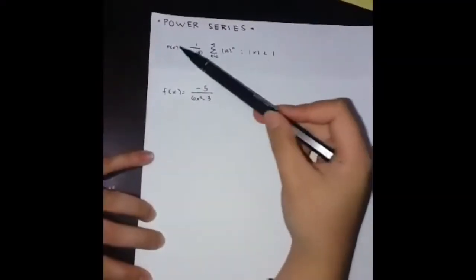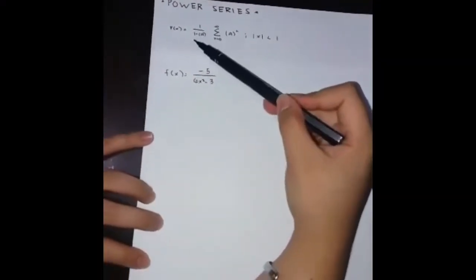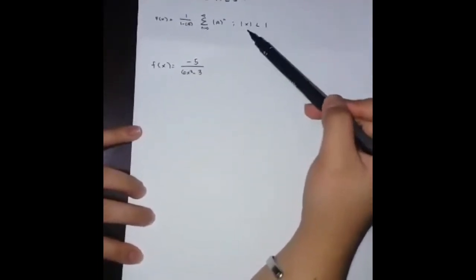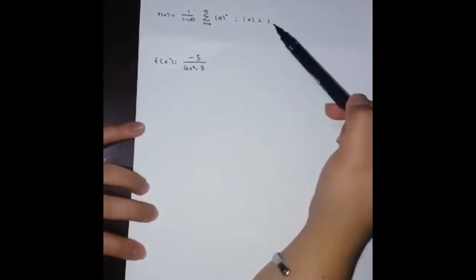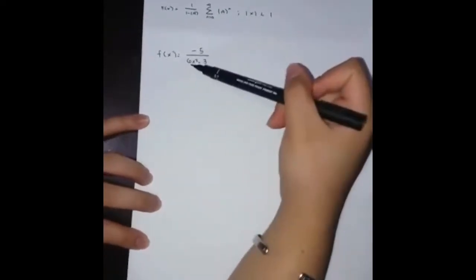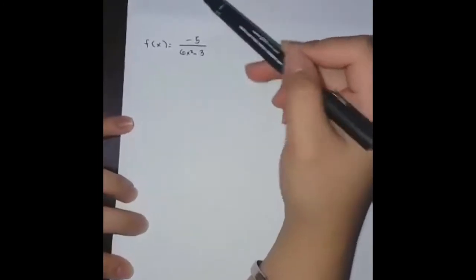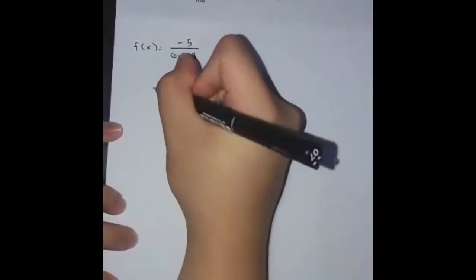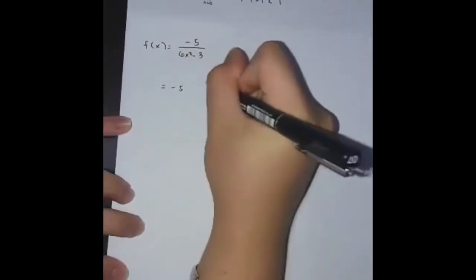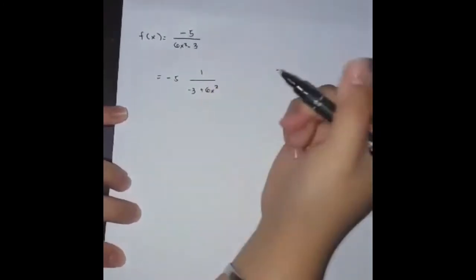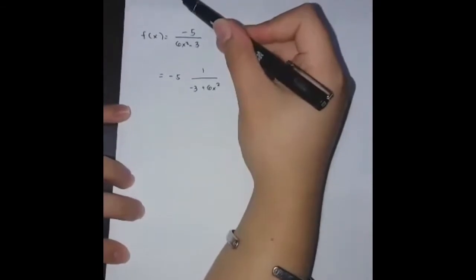Given the formula f of x is equal to 1 over 1 minus a, the summation of a raised to n, absolute value of x less than 1, we need to answer this equation. First, we need to make this equation similar to the formula. So it will be negative 5, 1 over negative 3 plus 6x squared. But in this formula, it's only 1.